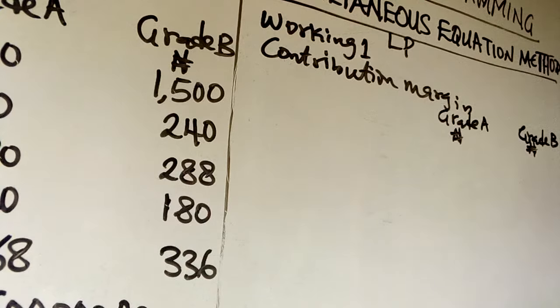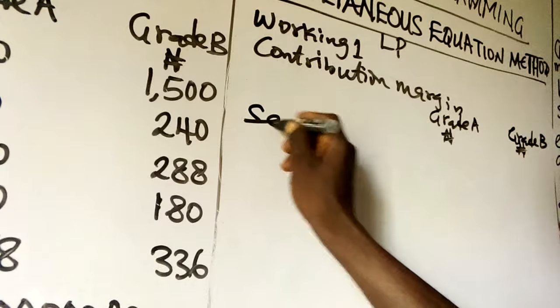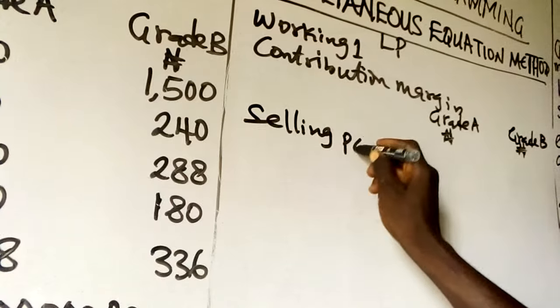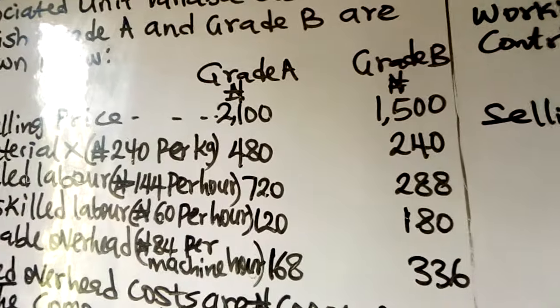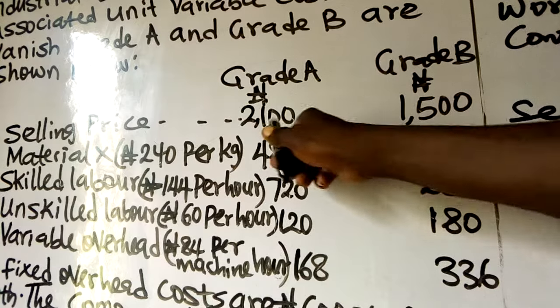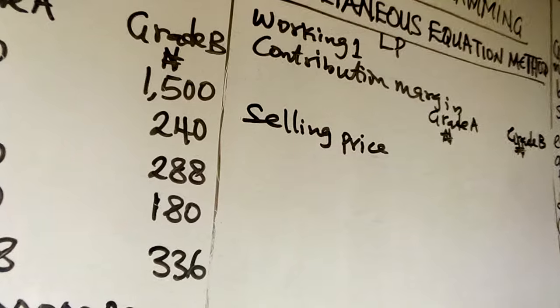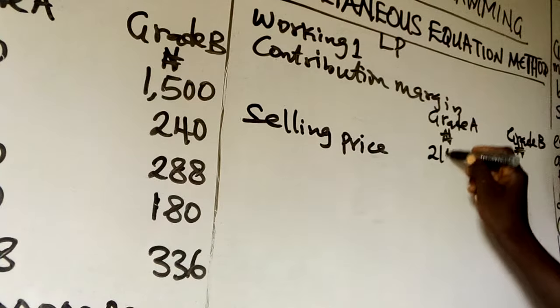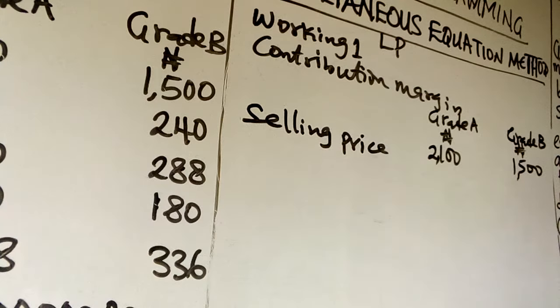We said contribution is selling price less variable cost. The selling price of grade A is 2,100, while that of grade B is 1,500. So this step is formulation. The entire process of formulation has been covered in part 1.